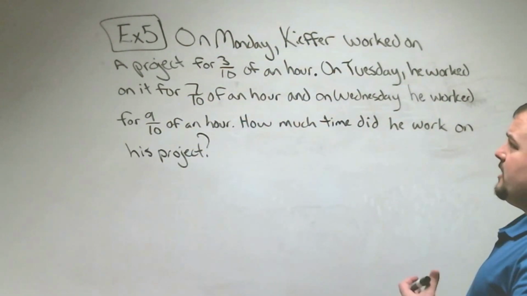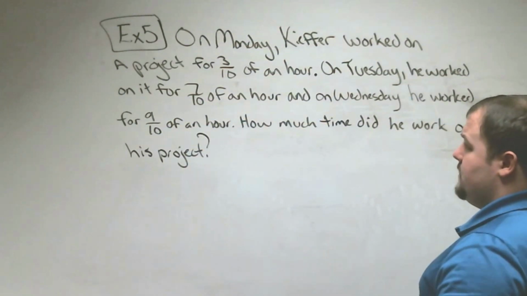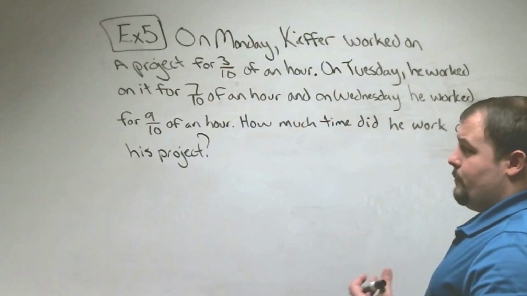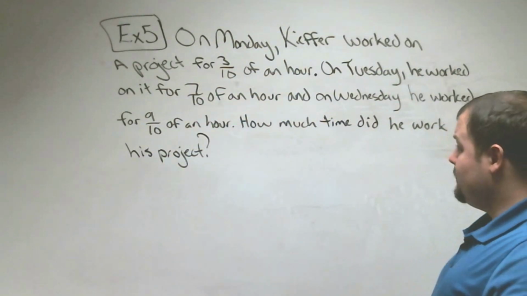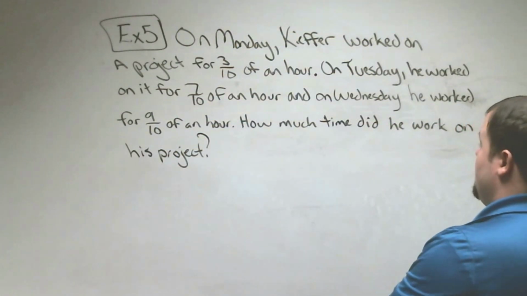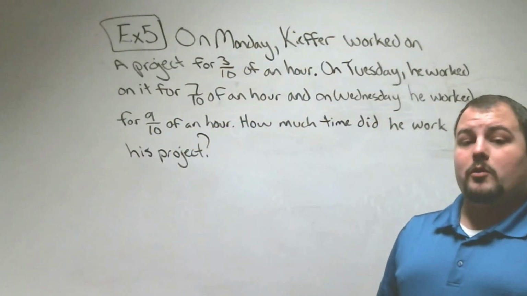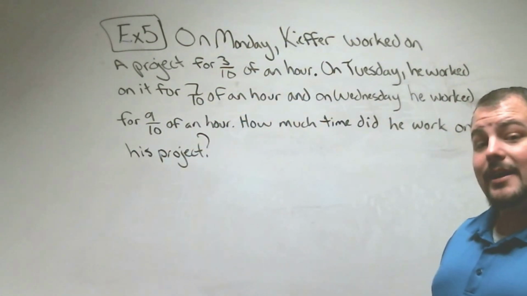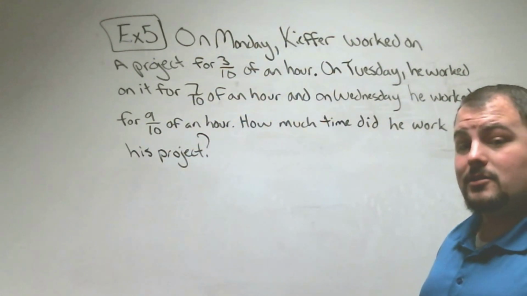In example 5, we have a word problem that deals with working on a project. It says, on Monday, Kiefer worked on a project for 3 tenths of an hour. On Tuesday, he worked on it for 7 tenths of an hour. On Wednesday, he worked on it for 9 tenths of an hour. How much time did he work on his project? So what we're going to do is add all the time that he worked on his project and figure out the total.